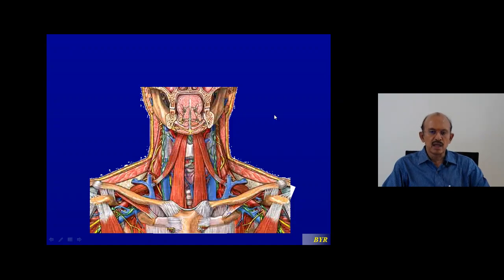Once you remove the general investing layer of the deep fascia of the neck, you will find the anterior ribbon muscles. I hope all of you know about these ribbon muscles. What are these ribbon muscles? Ribbon muscles are at the front of the neck. They are situated in two planes. One is the superficial plane, another is the deeper plane. What are the muscles that are there in the superficial plane?